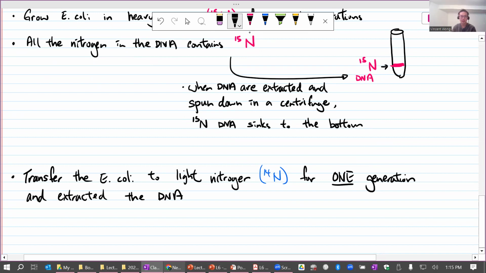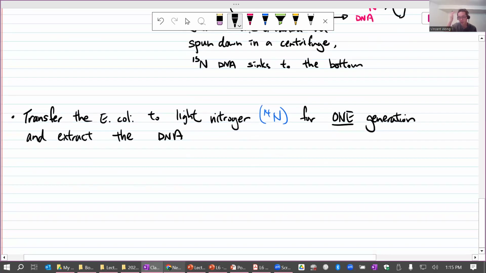Right? And extract the DNA. I forgot to use present tense. Extract the DNA. So let's think this through. Okay, let's think this through.